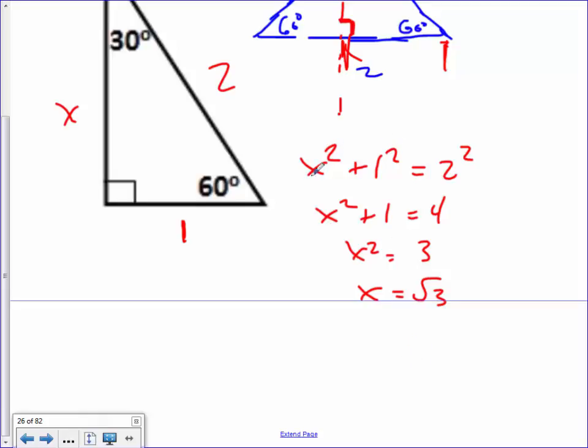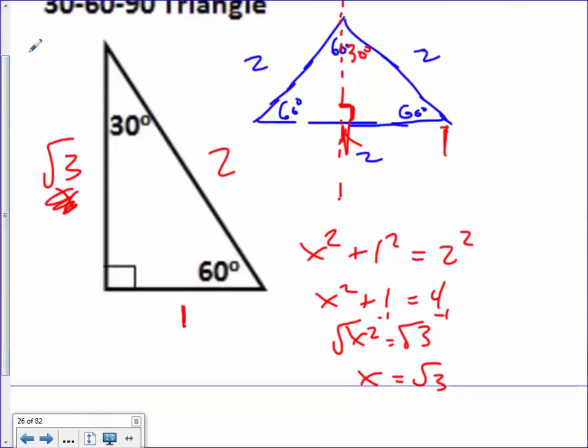Okay, so are you okay with x squared plus 1 squared equals 2 squared, Pythagoras' theorem? 2 squared became 4. 1 squared became 1. Then I subtracted 1 from both sides, so then the 4 is now down to 3. And then to get x back by itself, I'm square rooting both sides. Is the square root of 3 exact? Yes, right? It hasn't been rounded. It means that this side right here is now the square root of 3.